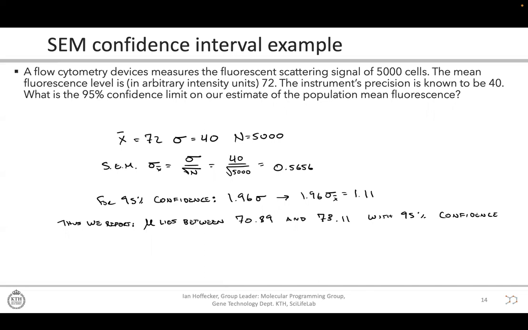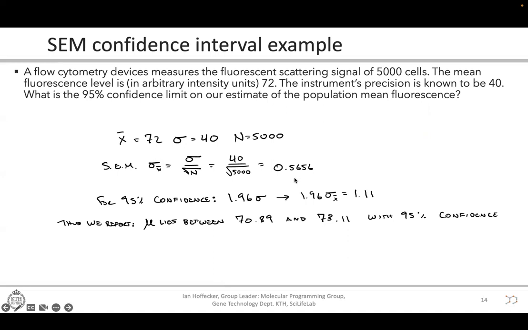And we want to know what's the 95% confidence limit on our estimate of the true mean fluorescence, the population mean. So what we can do is produce a confidence interval statement that utilizes both our mean and our standard error of the mean to represent our confidence. The mean we already know, it's 72. The standard deviation is 40, and that's just for one measurement, right? But we took 5,000, n is 5,000, so we can compute the SEM, the standard error of the mean. That's the standard deviation of 40 divided by the square root of n, the number of measurements, and so that's 0.5656.